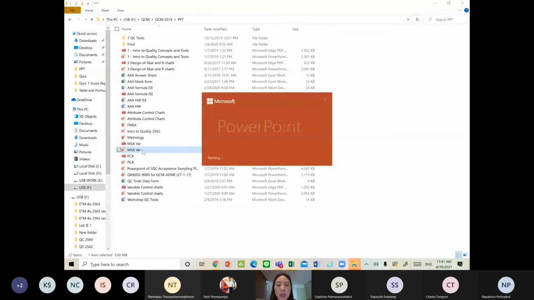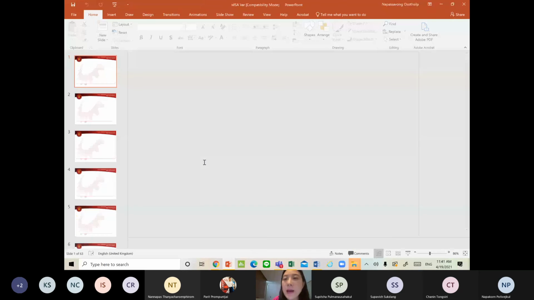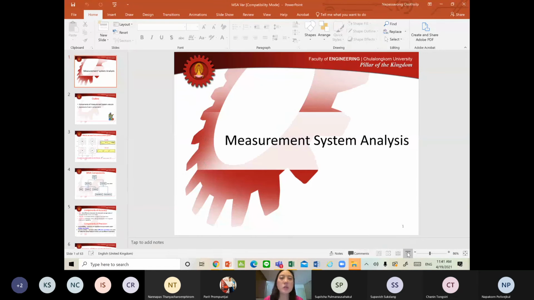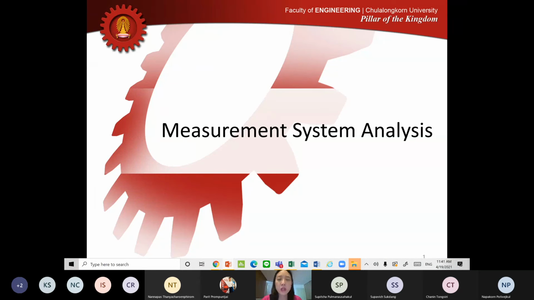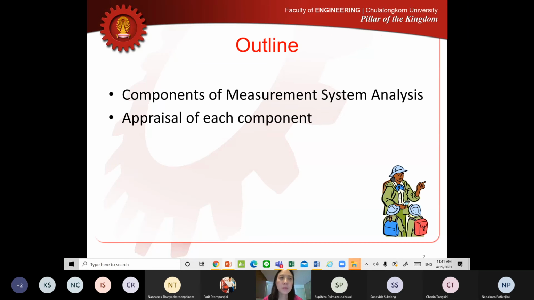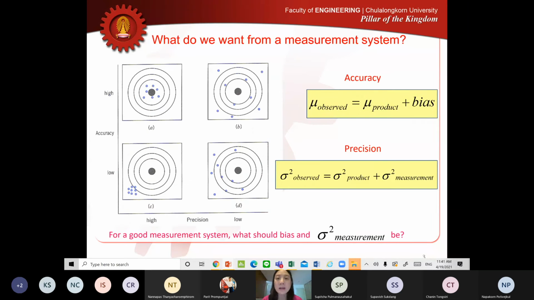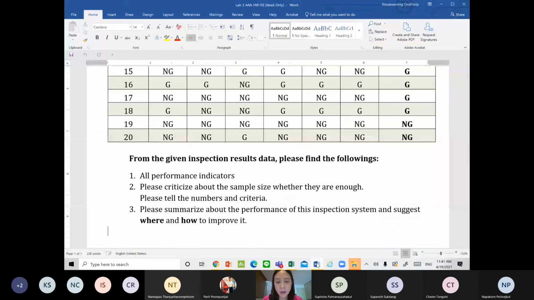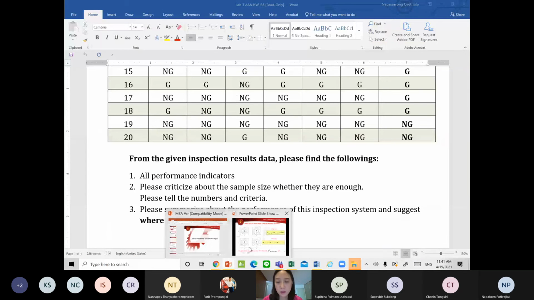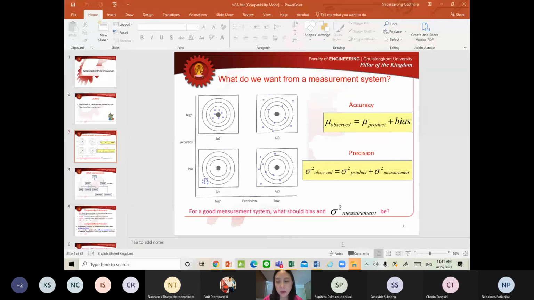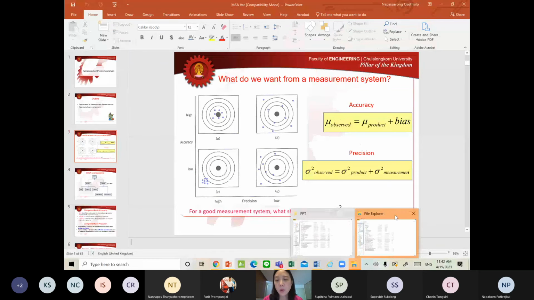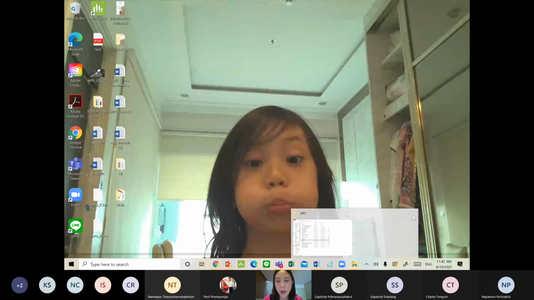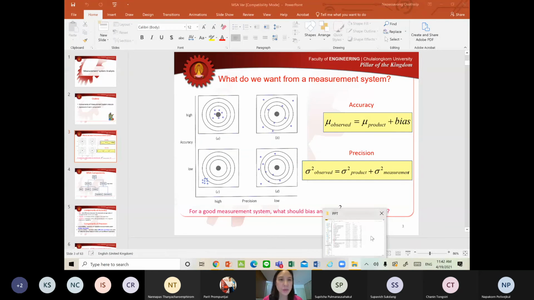Okay, so previously we have learned about how we address the inspection system, and the result will be G and NG, right? But now if you have variable data, like you measure the thickness of the part, the height of the parts, and the numbers come in the form of numbers. Let me show you the data file first for variable data. We also want to express the accuracy and the precision of the measurement.